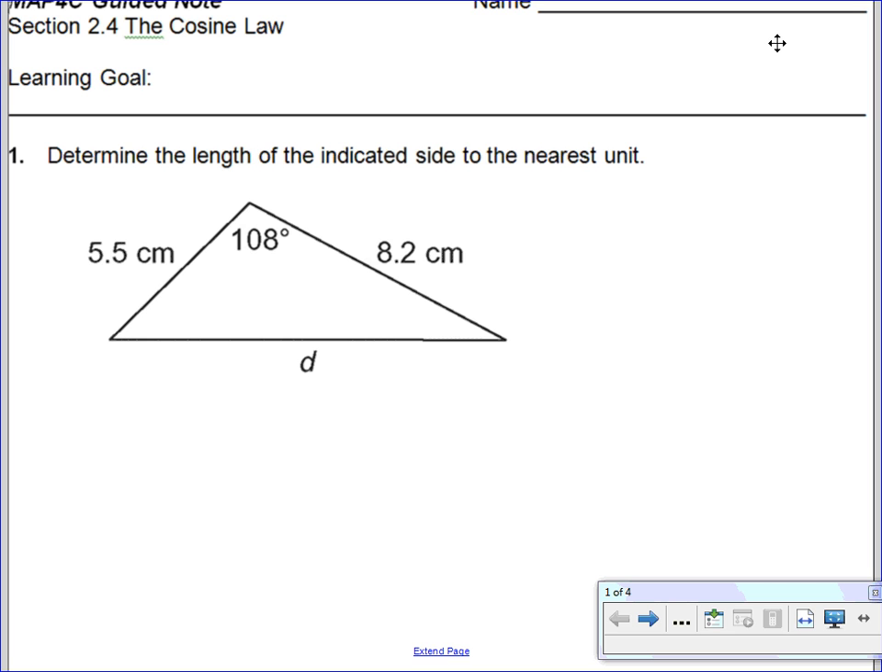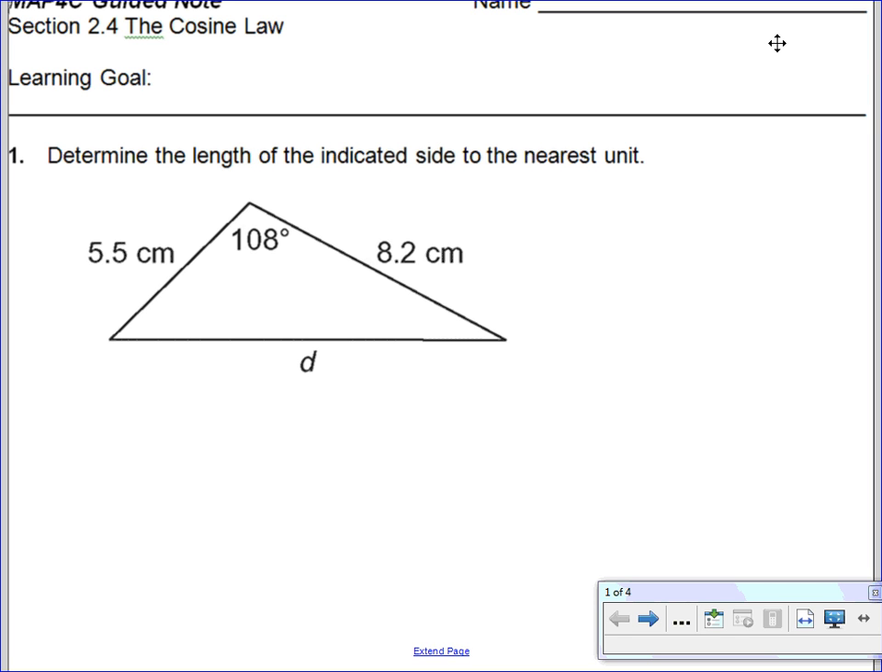Now, there's two separate equations. If I have two side lengths and the contained angle, then I'm going to use c squared equals a squared plus b squared minus 2ab cos c. You use this to solve for a side length. Okay, you use that one to solve for a side length. When you have all three sides, the equation is cos c equals a squared plus b squared minus c squared all over 2ab. This is used to solve for an angle.